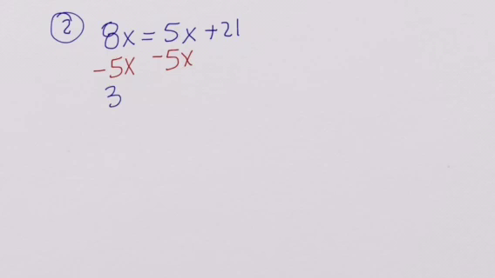So now we have 3x is equal to 21. What math operation is it? Multiplication. How do we solve it? Division. We're going to divide both sides by 3. X is equal to 7. So now we're going to check it.